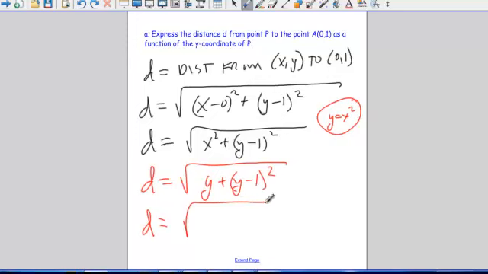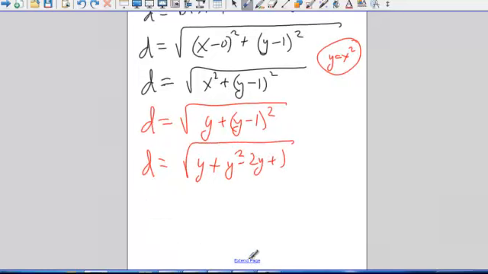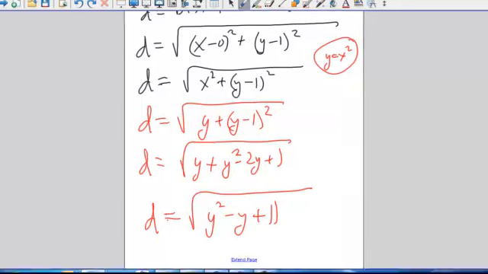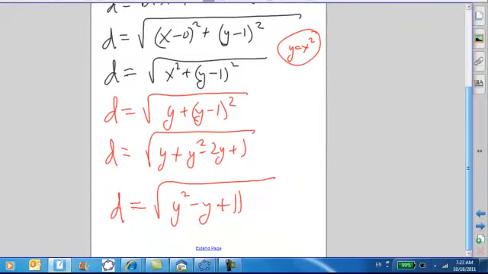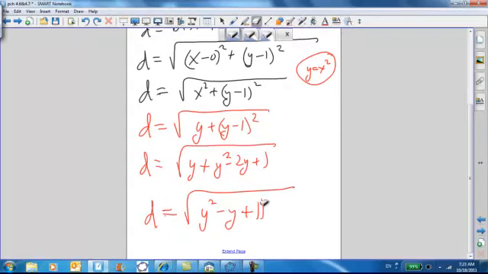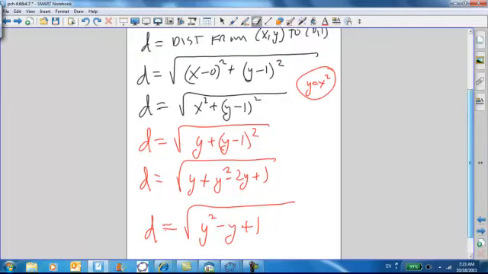And if we expand this out, we see we have the square root of a parabola, y squared minus 2y plus 1, or square root of y squared minus y plus 1. So we've accomplished the first goal, that is getting distance as a function of just the y coordinate. But in part B now, we want to come up with when is the distance minimized, or what is the minimum distance.